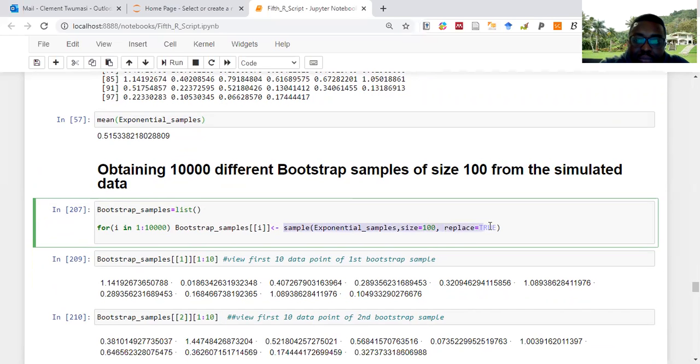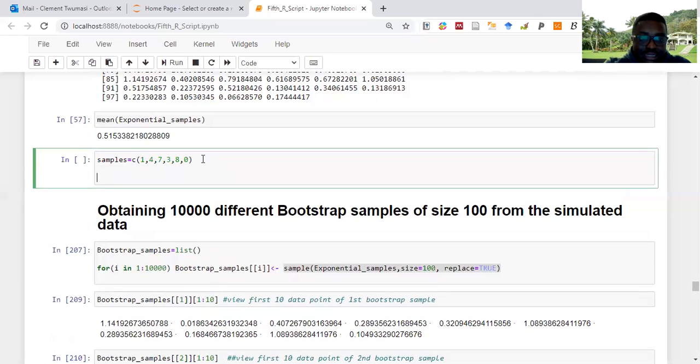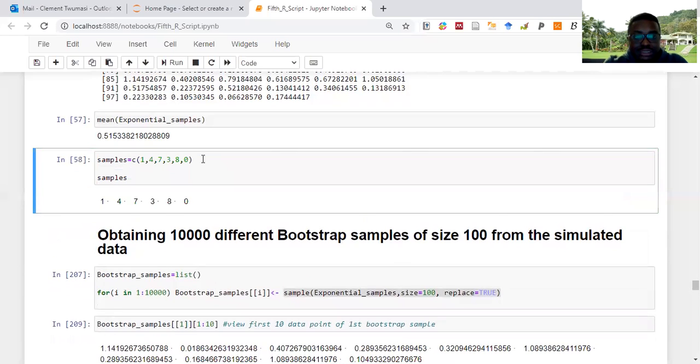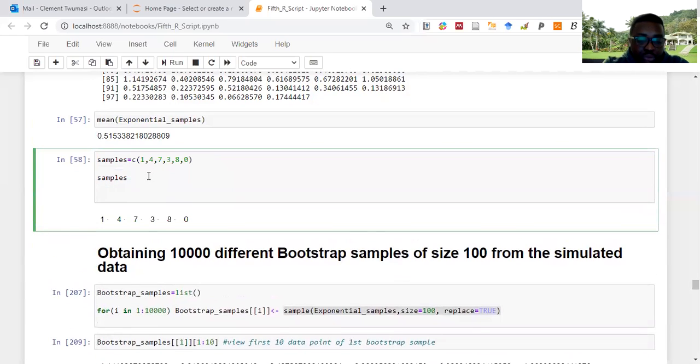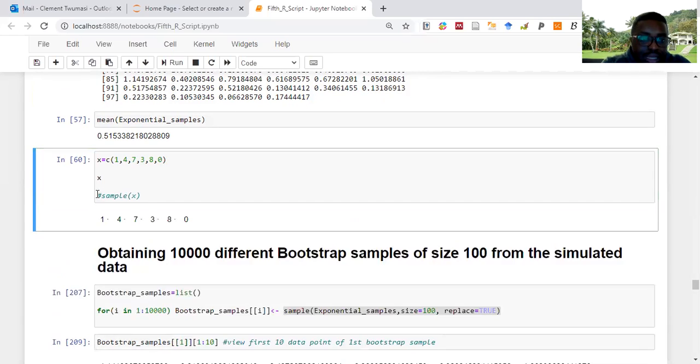What do I mean by that? Suppose I come here and create some samples, let's say 1, 4, 8, 3, 9. This is a sample I've created. If I say bootstrap sample, the very moment I use the function sample, I put the actual sample, and let me give it a different name so it doesn't confuse the original function. Let's say I'm using X. So X is my actual sample.